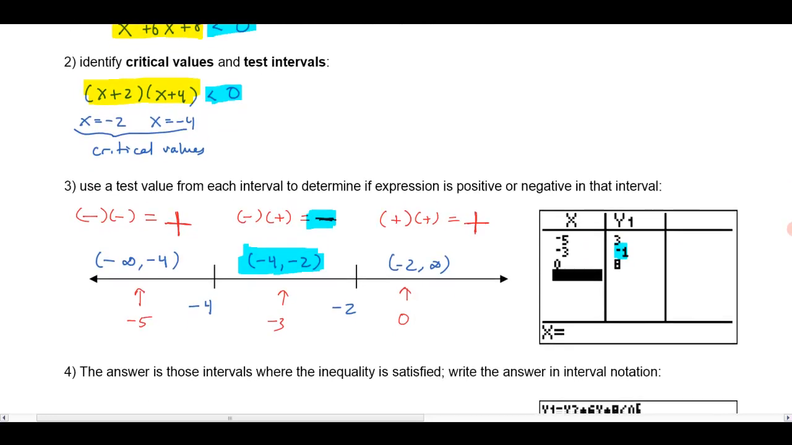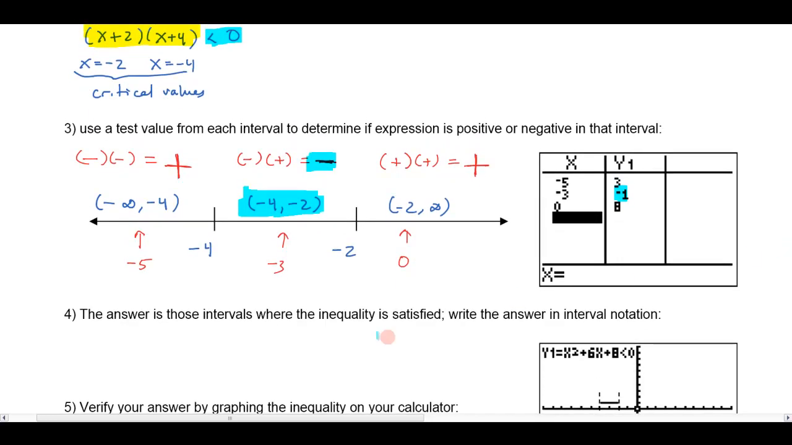So my solution here is that interval where the inequality is satisfied. So it's going to be the interval from -4 to -2, and that's my answer. Any x in this interval from -4 to -2, when I plug that in, is going to give me something negative, something less than 0.